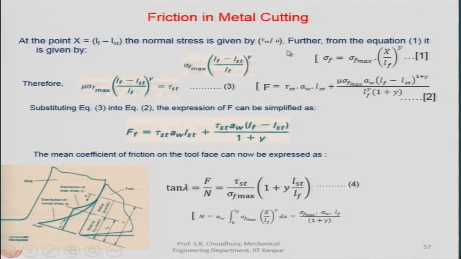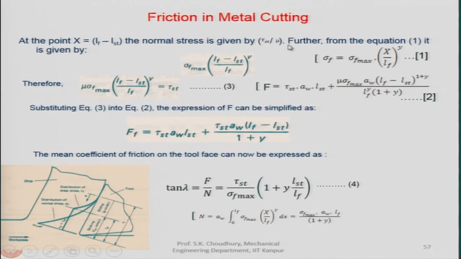Tau st is the maximum, divided by mu, will be the normal stress. Now, we have derived this equation: sigma f equal to sigma f max x by LF. If we now take this equation, then sigma f max into LF minus LST, we put it in the place of x, divided by LF. So, this will be the normal stress, and that we multiply by the mu will be the shear stress.